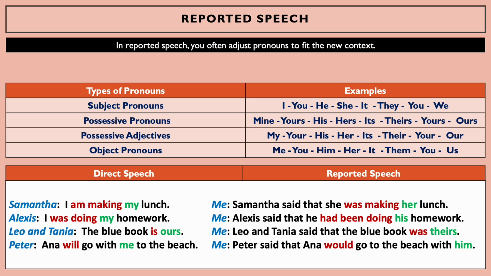And in the last one, we have Peter talking. Peter says, "Anna will go with me to the beach." When you repeat that conversation or that sentence, you say, "Peter said that Anna would go to the beach with him." We change me with him because Anna is not going to go with me. Anna is going to go with Peter, with him.